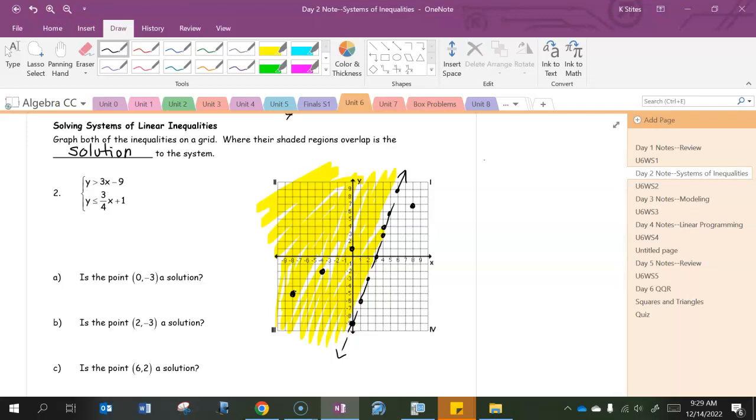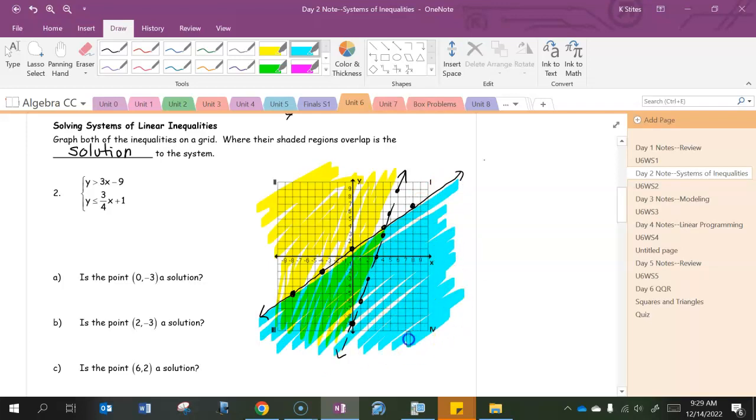So here's my line. I have that equal to, make sure that it's solid. And now really focus on that line only. We have a less than symbol, so we are shading down all the way below that line. Don't worry about the other line. Just shade below our solid line. And what you should see here is we have this green portion. This is what's going to be called the feasible region. This is our solution set.